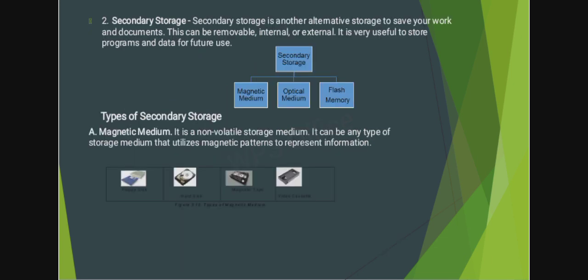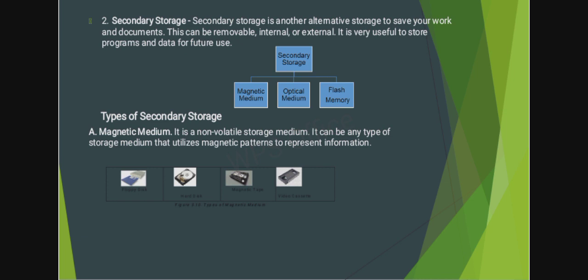The second type of storage devices is the secondary storage. Secondary storage is an alternative storage to save your work and documents. This can be removable, internal or external. It is very useful to store programs and data for future use. For secondary storage, there are three types. First, magnetic medium, a non-volatile storage medium.